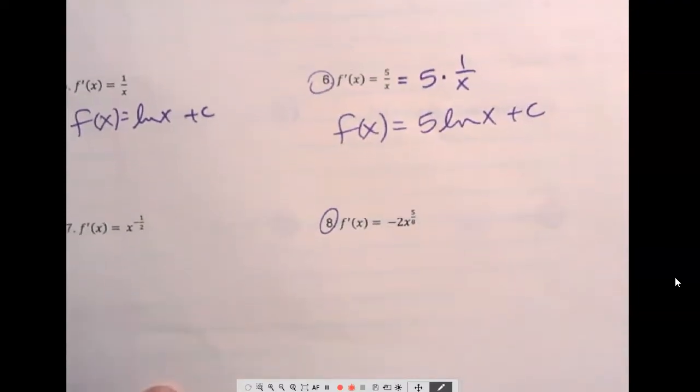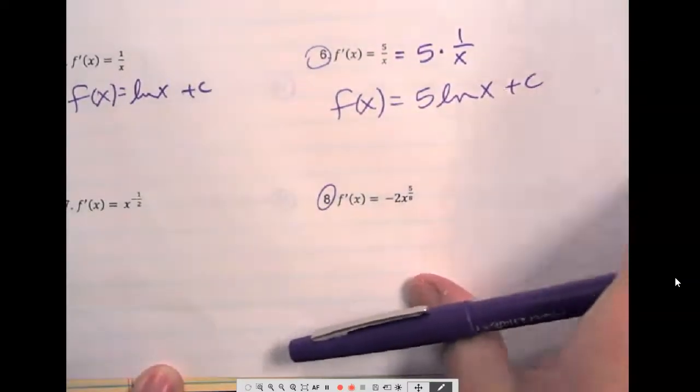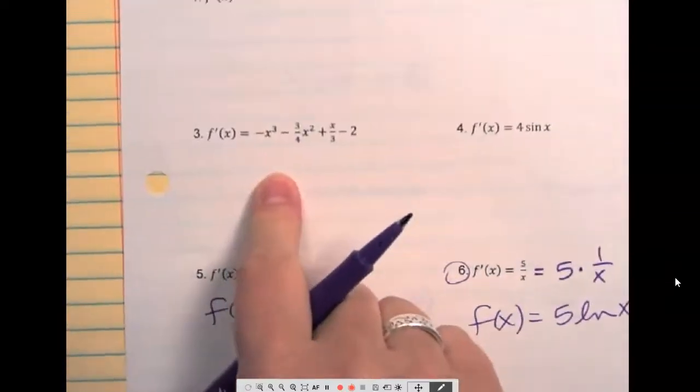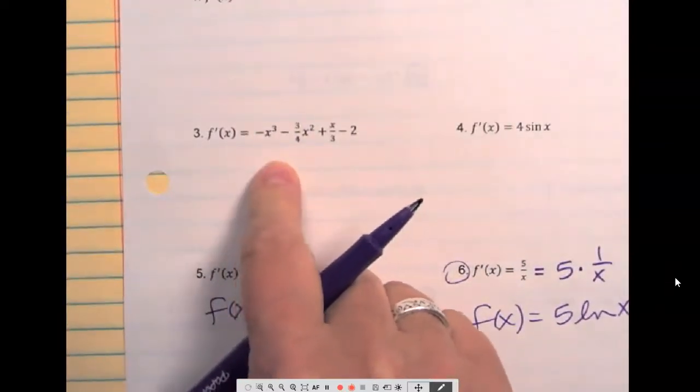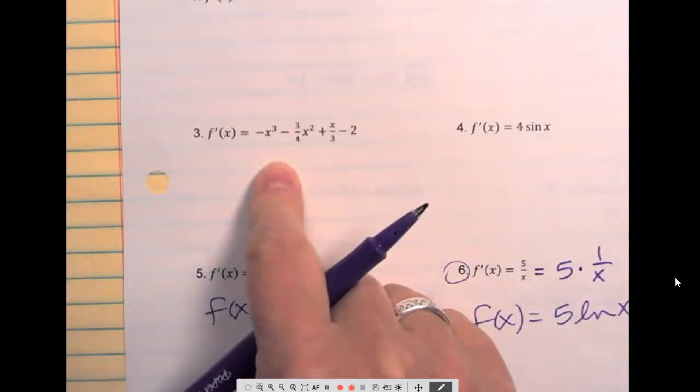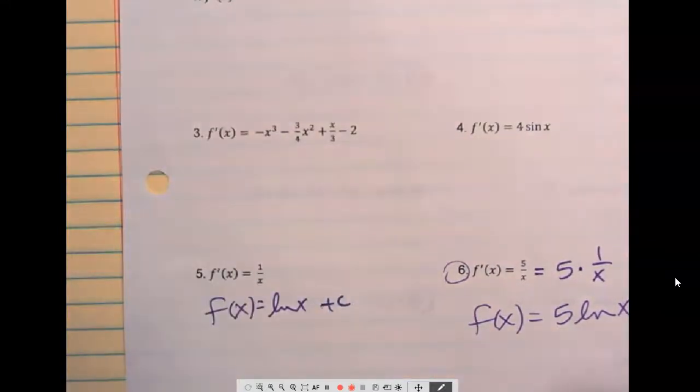Okay. All right, let's jump down to 8. So what was the general rule? Like 3, that was pretty complex. What was your general rule that you were using to get the antiderivative? What'd you do with the exponent?